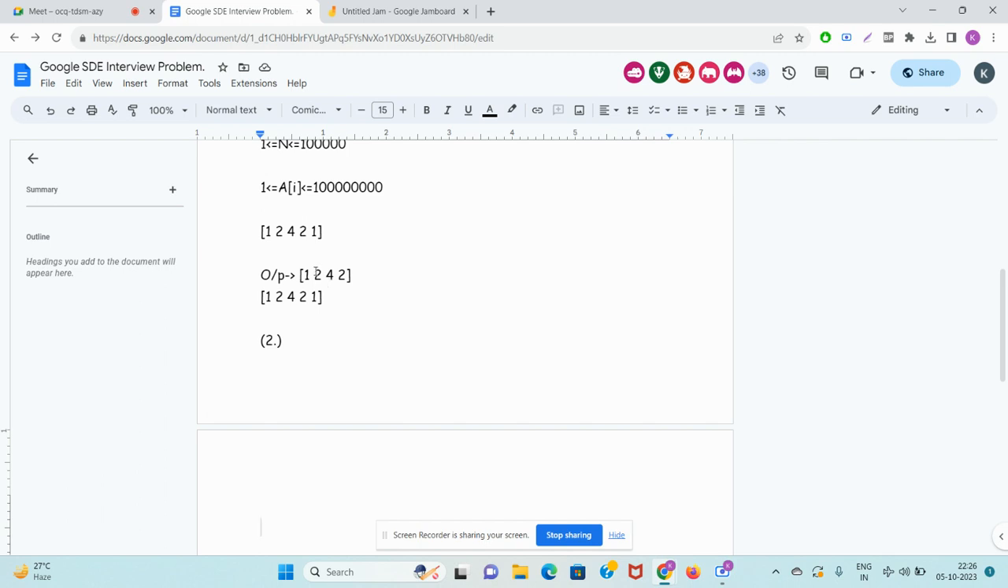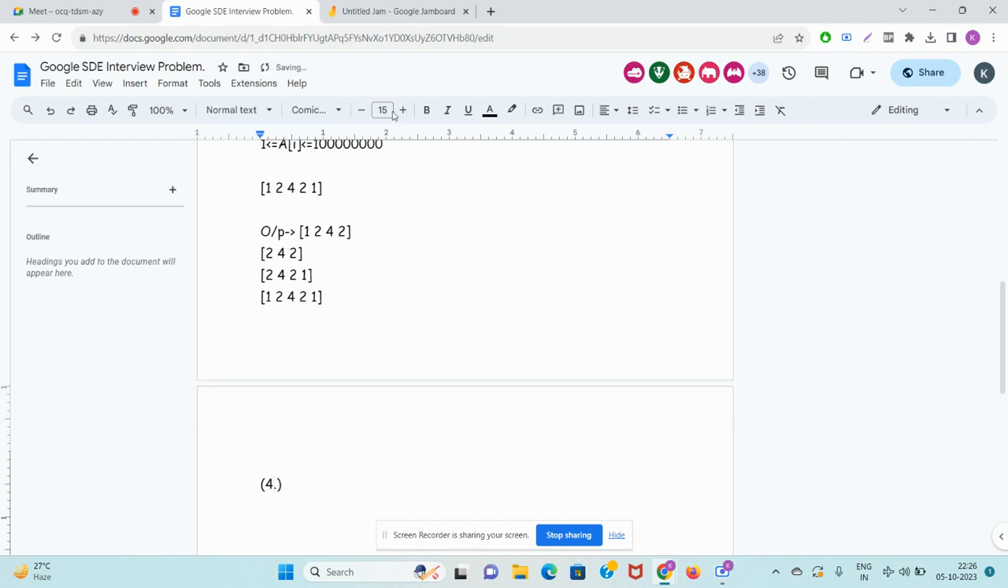Wait, there are many more. You missed it. 1242 is also a mountain. 242 is also a mountain. 2421 is also a mountain. How many mountains are there? 242 is a mountain, 2421 is a mountain, 1242 is a mountain, and 12421 is a mountain. Total 4 mountains are there.